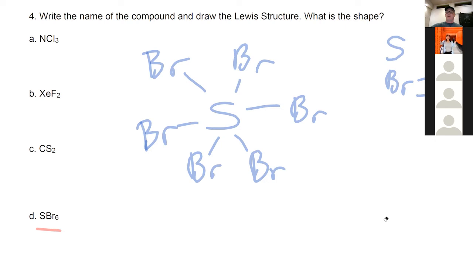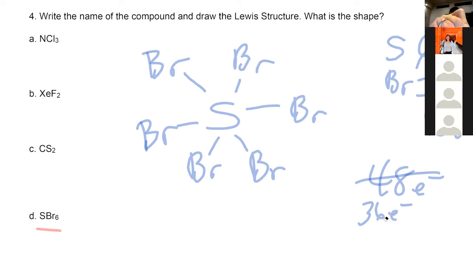So if bromine's making 7 and there's 6 of them, that's 42 electrons, a lot of electrons. How many valence electrons does sulfur have? Six. So there's a total of 48 electrons. And how many are in bonds right now? 12. So that means there's 36 left. So I'll put those around the outside. Basically, that puts 6 on all 6 bromines. And then sulfur doesn't get any.